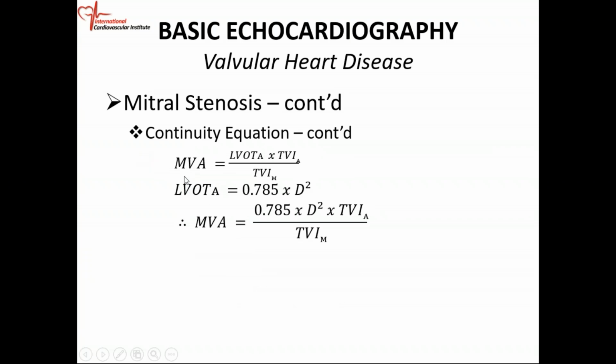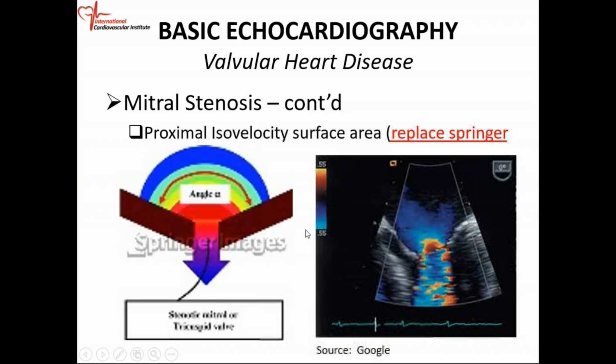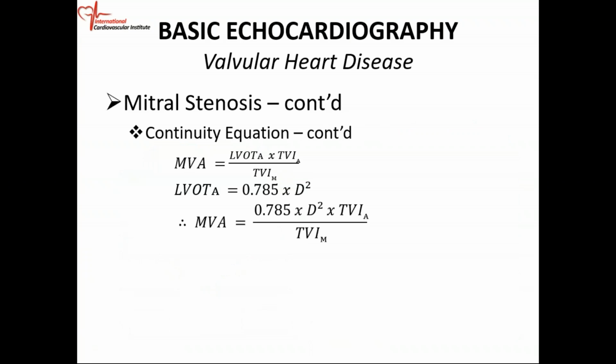If we simplify the equation, again, the left ventricular outflow tract area is the area of a circle. The area of a circle is pi r squared. When you simplify pi r squared, you get 0.785 times d squared, and then you multiply by the TVI across the left ventricular outflow tract, and divide by the TVI across the mitral valve. So it's a relatively simple exercise.